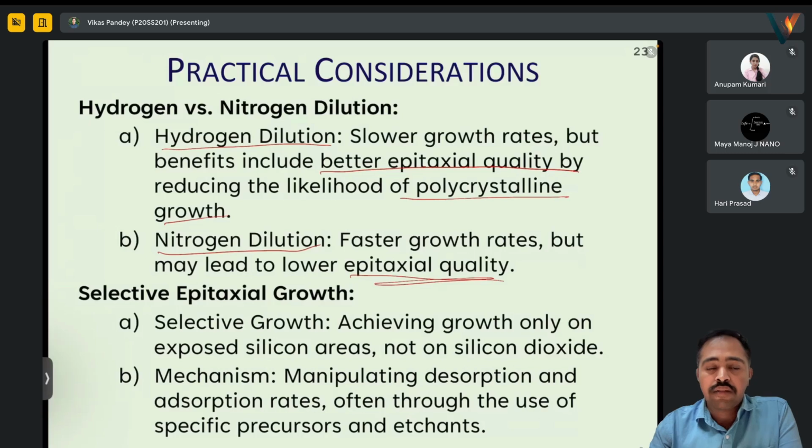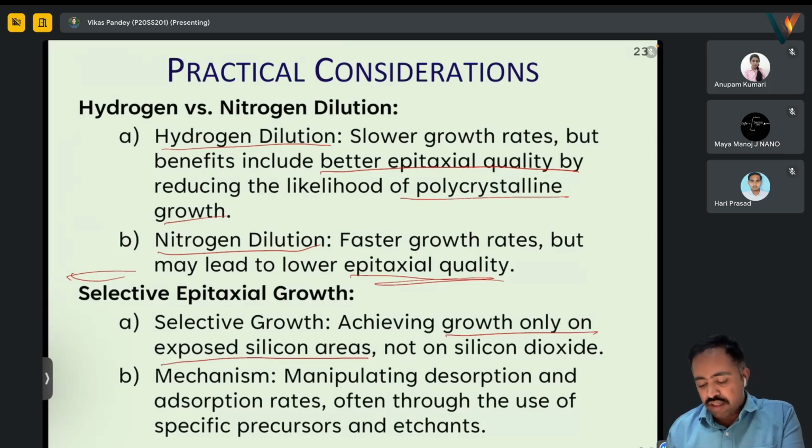This is for silicon epitaxy. When we are talking about silicon epitaxy, there can also be selective epitaxial growth, where growth is achieved only on the exposed silicon area and not on silicon dioxide. So we are using silicon dioxide as a mask where we don't want the silicon to grow. How does it work? It works by manipulating the desorption and adsorption rates, often by using specific precursors and etchants.